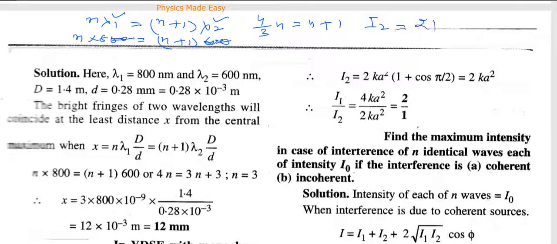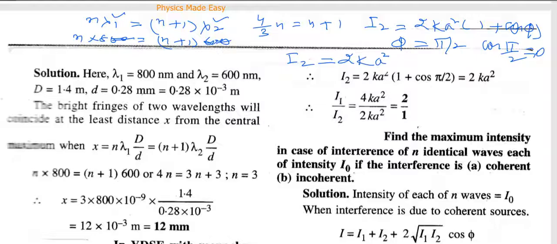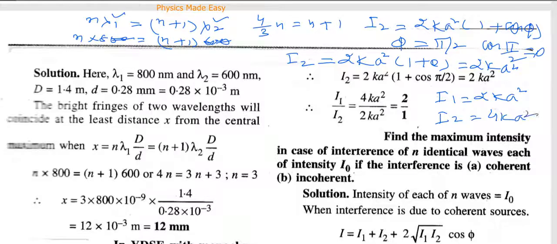I is equal to 2ka square (1 plus cos phi). Now here I put phi is equal to pi by 2. Cos pi by 2 is 0. It means I2 is 2ka square into (1 plus 0), which is equal to 2ka square. So we know that I1 is 2ka square, I2 is 4ka square, and if I take the ratio of the two, it will come out to be 2.